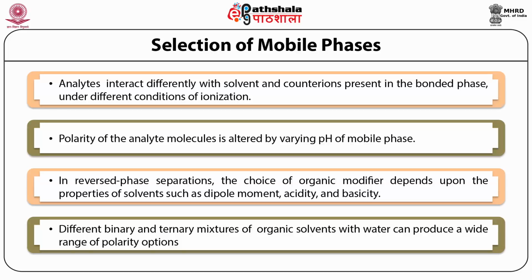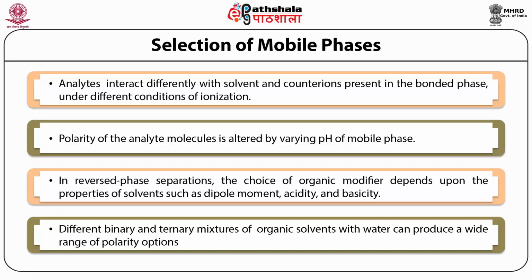For example, acetonitrile has a higher dipole moment and is more acidic, whereas methanol has a lower dipole moment and is more basic, and it has a slightly lower elution strength. Different binary and ternary mixtures of these solvents with water can produce a wide range of polarity options for separation of compounds of different natures.